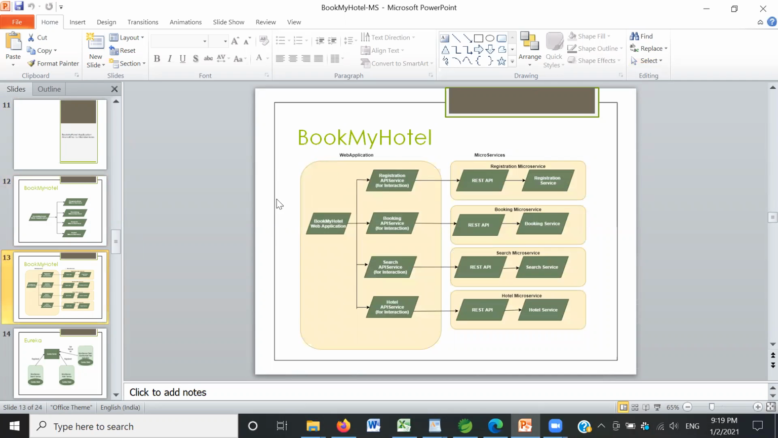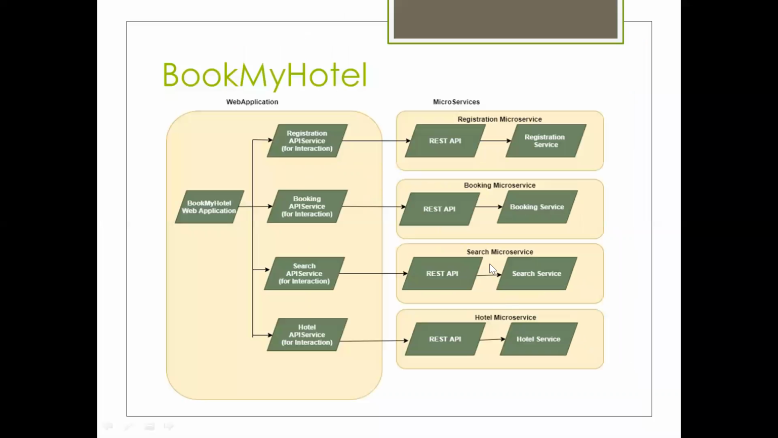Now, let's look into it in more detail. So, these are four of my microservices. Let's look into registration microservices. This has registration service. This service has the same code as that of the registration service which was available in the monolithic web application, right? So I've just taken out the code and kept it separately in a registration microservice.